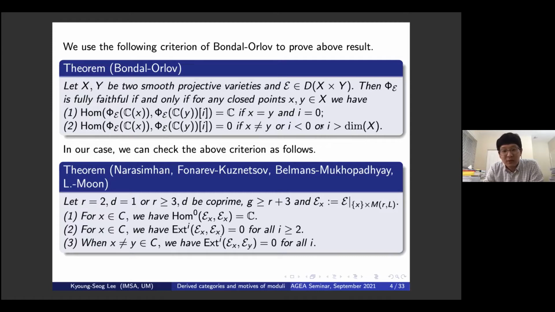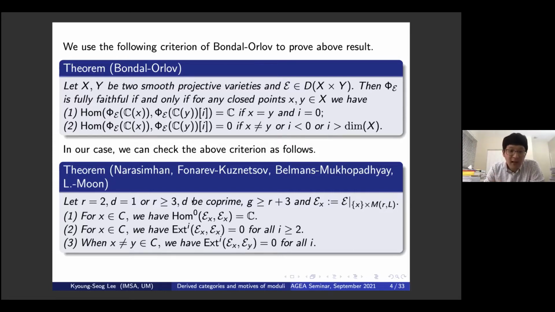And even if x equals y, this Hom between images should be 0 when i is negative or i is greater than the dimension of X. So anyway, the idea is just to check full faithfulness for skyscraper sheaves. It is enough to check this only for skyscraper sheaves.